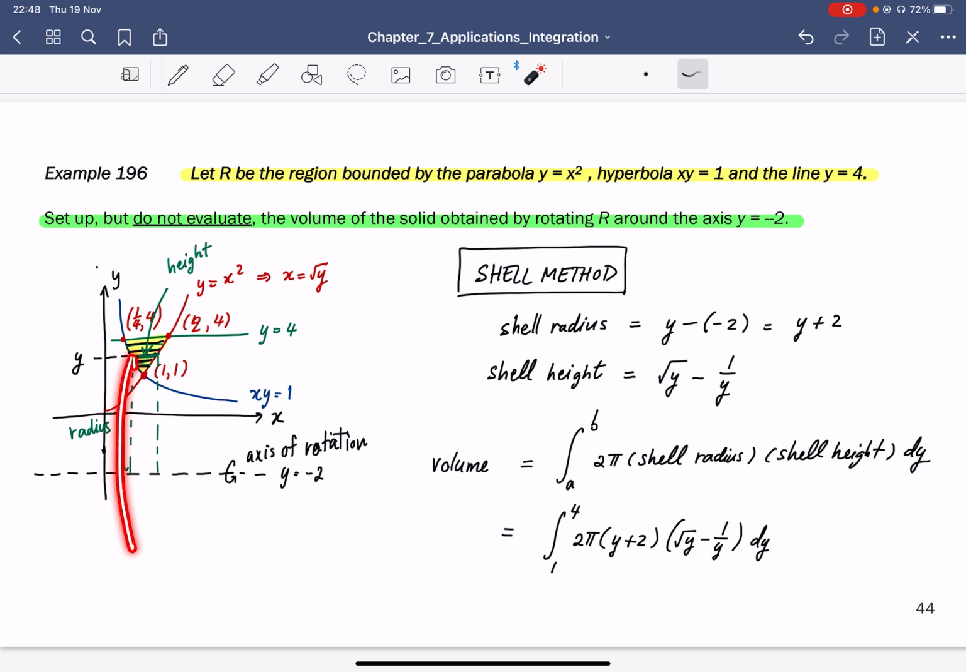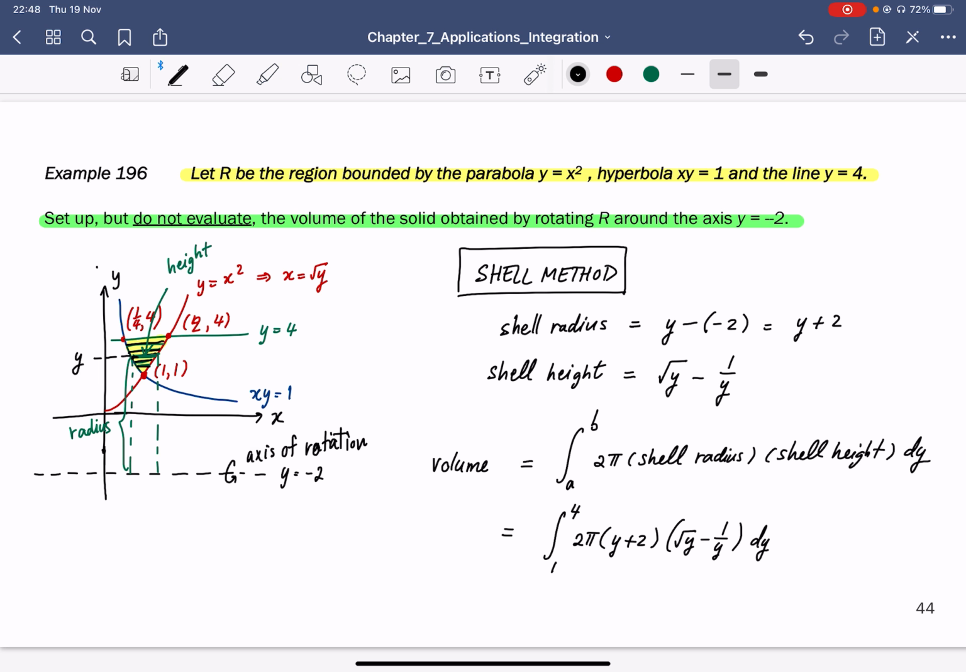So again, your shell is going to be this thing. This is your shell, right? This is your axis of rotation. So the three-dimensional picture you have to imagine in your head, it's going to be tough if you draw it on paper. All right, that is the answer for this question because they just ask us to set up but not evaluate.